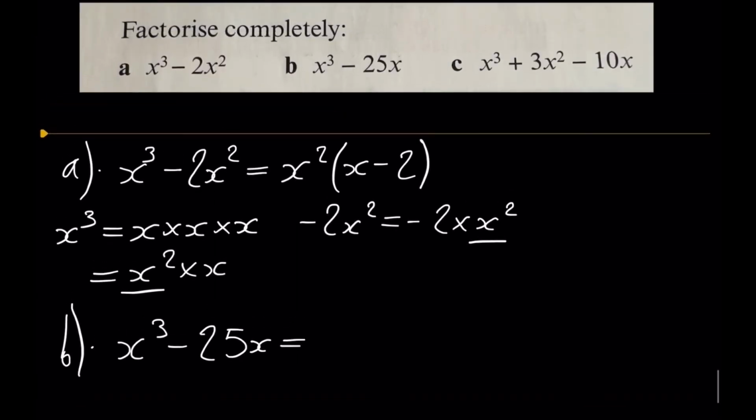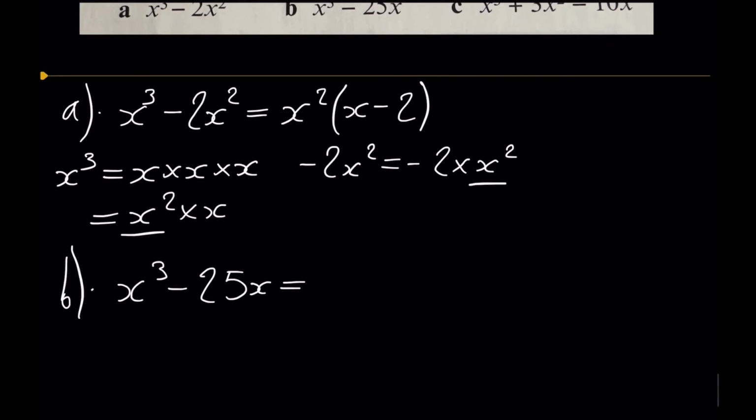Okay, now for part B, we've got x cubed minus 25x. This time, x squared isn't a factor of both x cubed and minus 25x, but what is a factor is just x. So we can take x out of x cubed and out of minus 25x, and we get x times x squared minus 25. But this isn't the end. We can simplify this further. We can factorize x squared minus 25 as we did before.